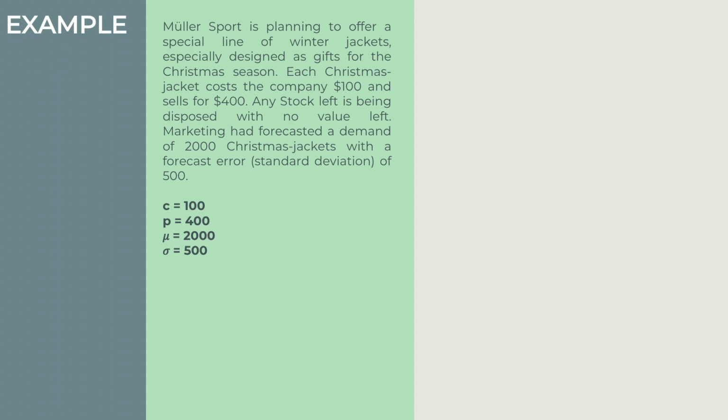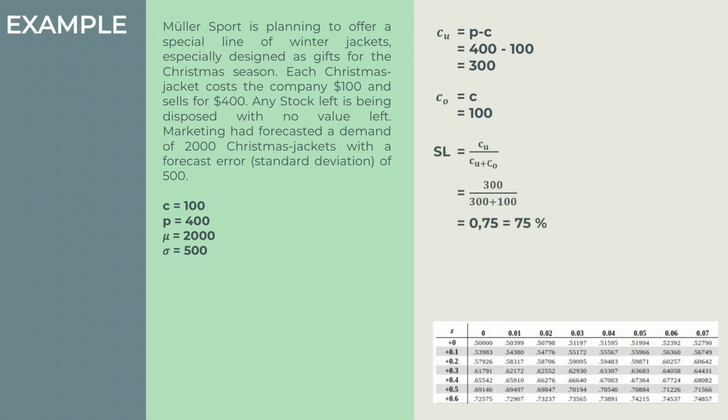Now to the calculation. We have to calculate first the cost of understocking, which is P minus C, that equals 300. The cost of overstocking is the price of producing one unit of winter jackets, so 100. Calculating the service level is the cost of understocking divided by the cost of understocking plus the cost of overstocking. That equals 0.75 and leads to a service level of 75%. Now looking up in the Z table for the Z value, we come up with a Z value of 0.67.